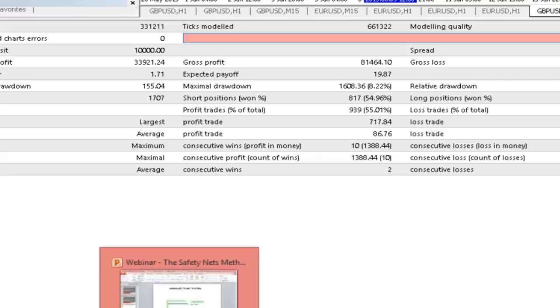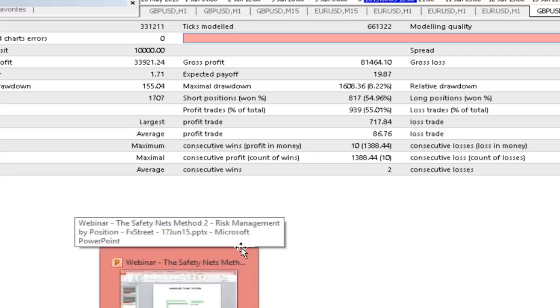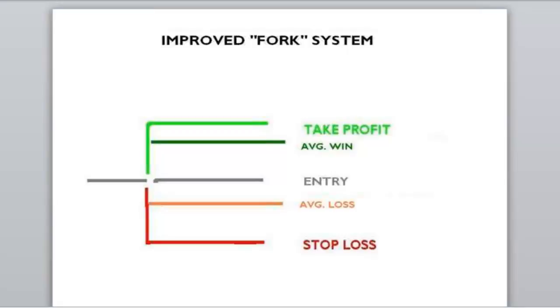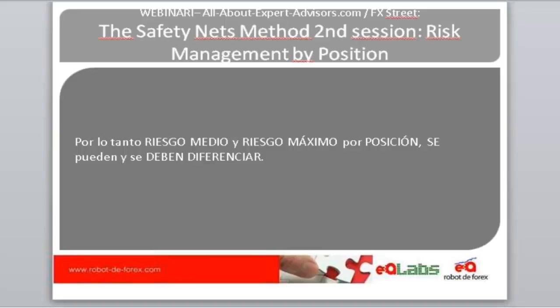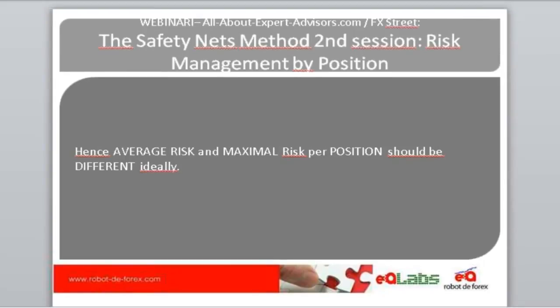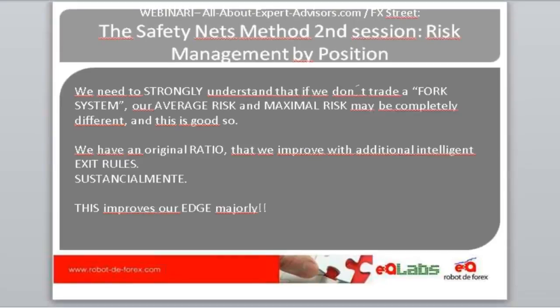So is it clear for you guys the difference between average risk and maximal risk? Did you follow on that? Is it 100% clear? Great. So now we understand how to improve the systems.